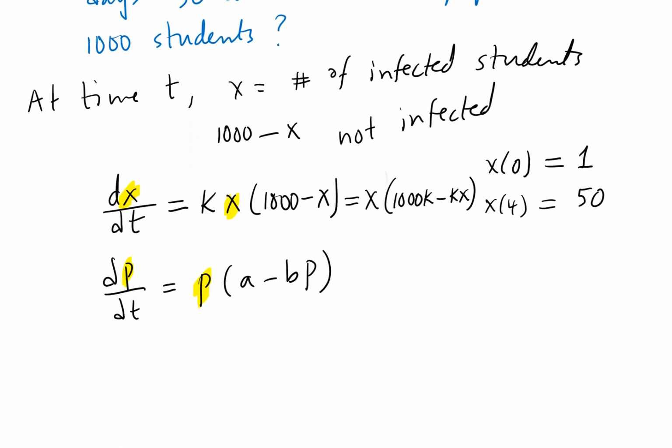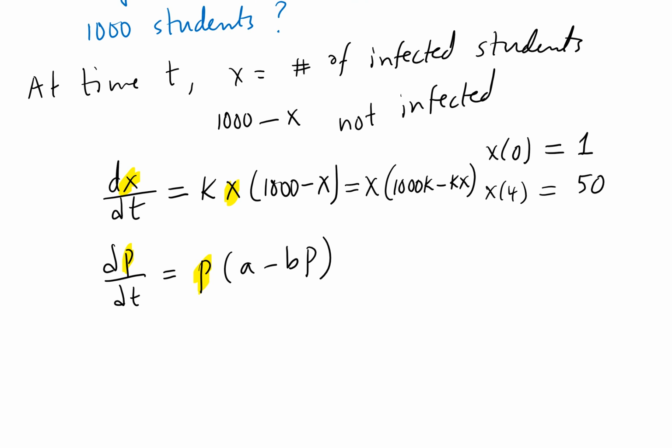So comparing these two together, what do we get? What is a here? A is 1,000 k. What is b here? See if you compare this one and this one. B is k. And what is p sub 0, or b naught in the front? It's 1. P sub 0, that's the initial one because there was only one infected student.